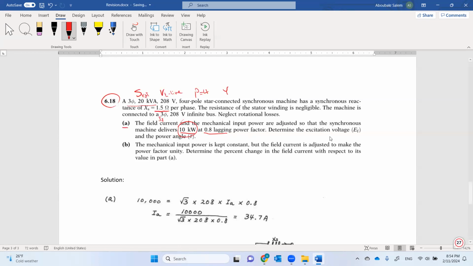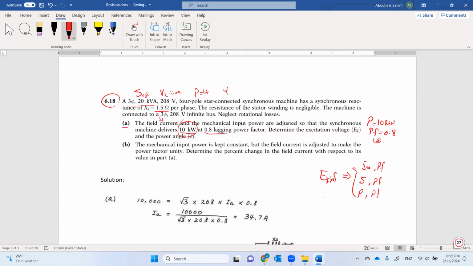So we have now for part A, P equals 10 kilowatts and power factor equals 0.8, and he mentioned the type is lagging. What is needed here? Determine the excitation voltage and power angle. So we mentioned before, guys, in order to calculate EF and delta, you need either IA and power factor, S and power factor, or P and power factor. In every case, you have to have the power factor in order to calculate the current angle. Now we have P and power factor.